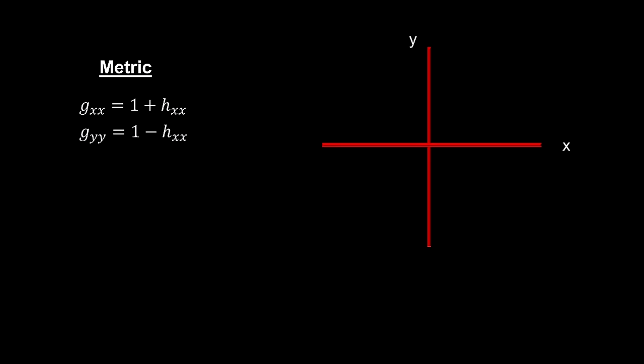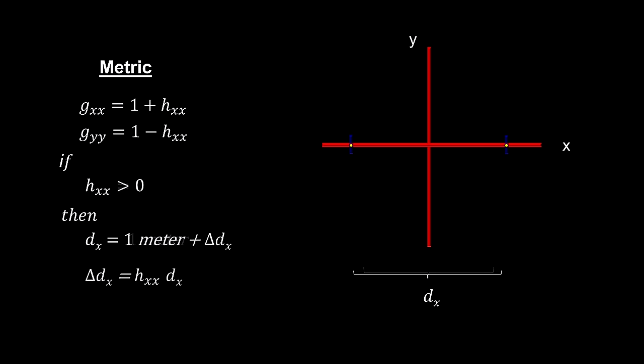To see what an oscillating H+ metric does, we'll measure the changes in the distance between two points on the plane when a gravitational wave passes. Here we have an XY plane with the wave passing into the page. We mark two points on the x-axis, 1 meter apart in Euclidean flat space, where h is zero. When h is greater than zero, the distance between the two points on the x-axis becomes longer than 1 meter, by an amount equal to h times the original distance.